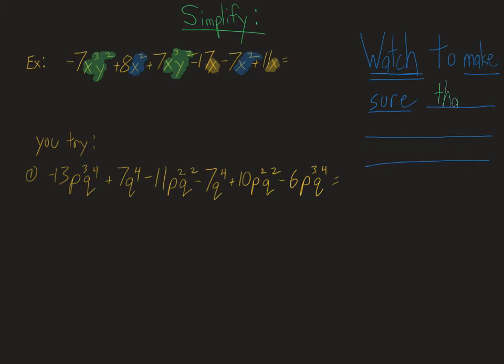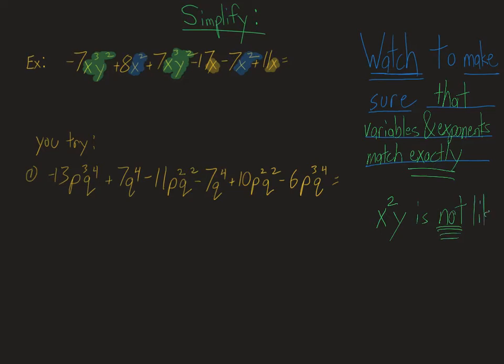to make sure that variables and exponents match exactly. Okay, so to say it again, I think it was said yesterday, something like an x squared y is not a like term with x y squared. Okay, you cannot put those together. They are not like. So be careful about that detail when you work.